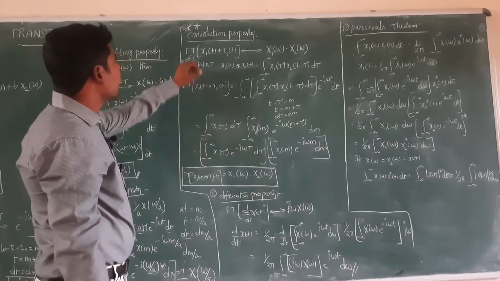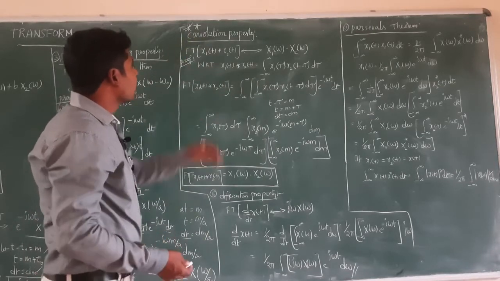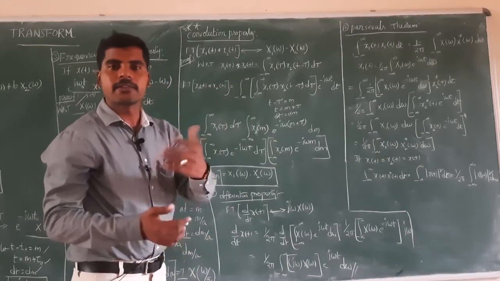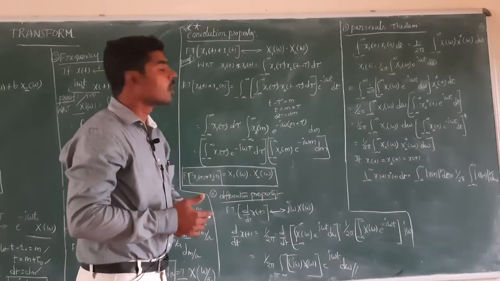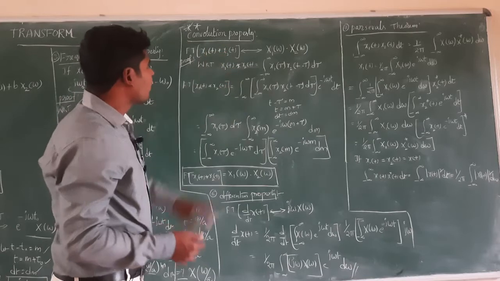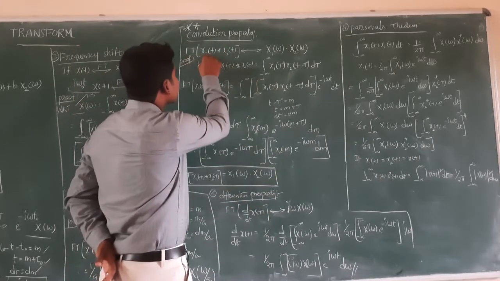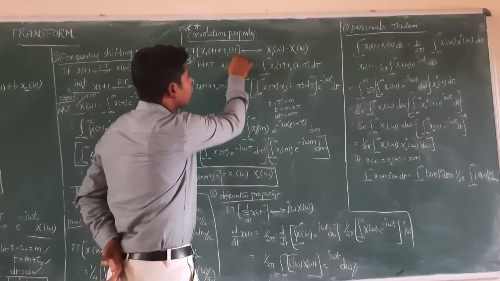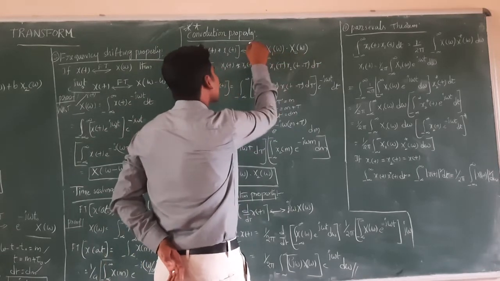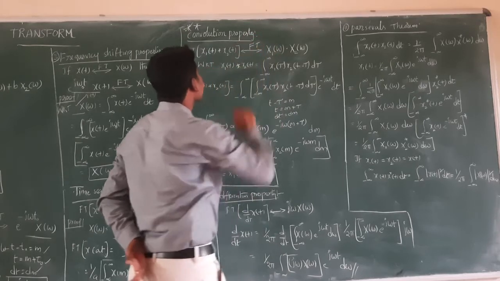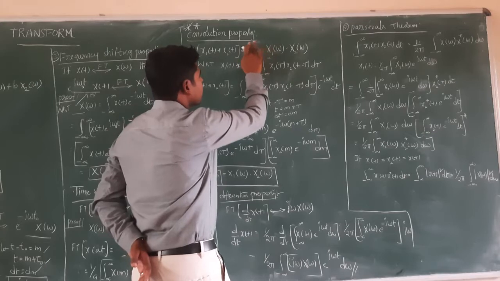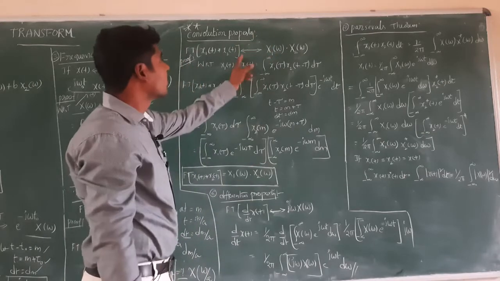Coming to the convolution property, I can say directly the statement: convolution in time domain is equal to multiplication in the frequency domain. So that is the main statement of the convolution property. Therefore I can directly write this: Fourier transform of x1 of t convolution x2 of t gives rise to x1 of omega into x2 of omega. So it is bidirectional actually.